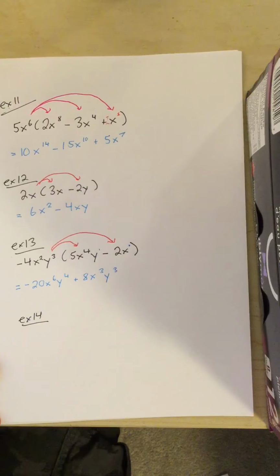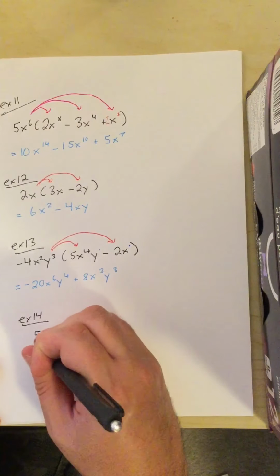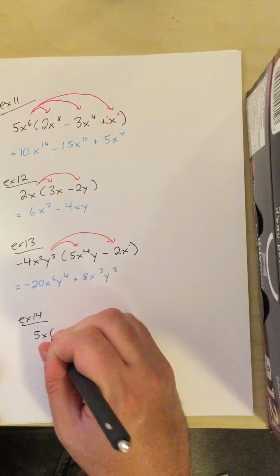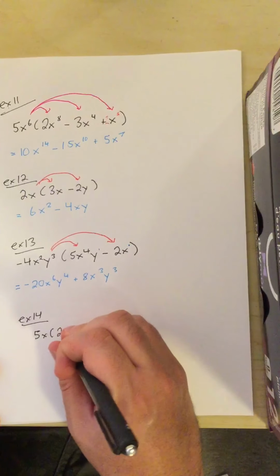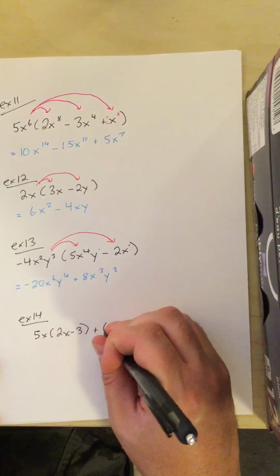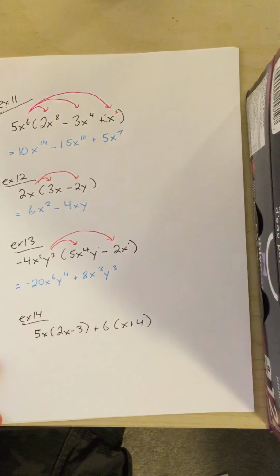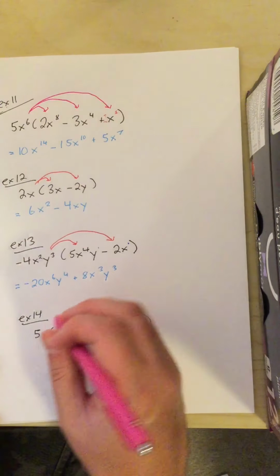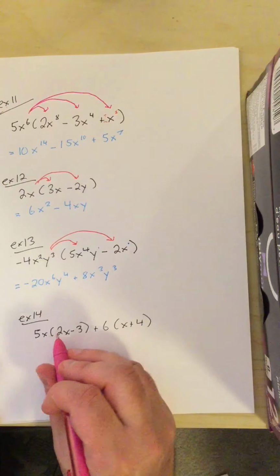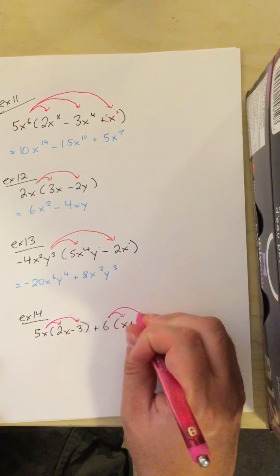Example 14. Five x times 2x minus 3 plus 6 times x plus 4. Okay. So here we have two sets of things. So this is right next to the bracket, so this is going to multiply in, and this one's going to multiply in.